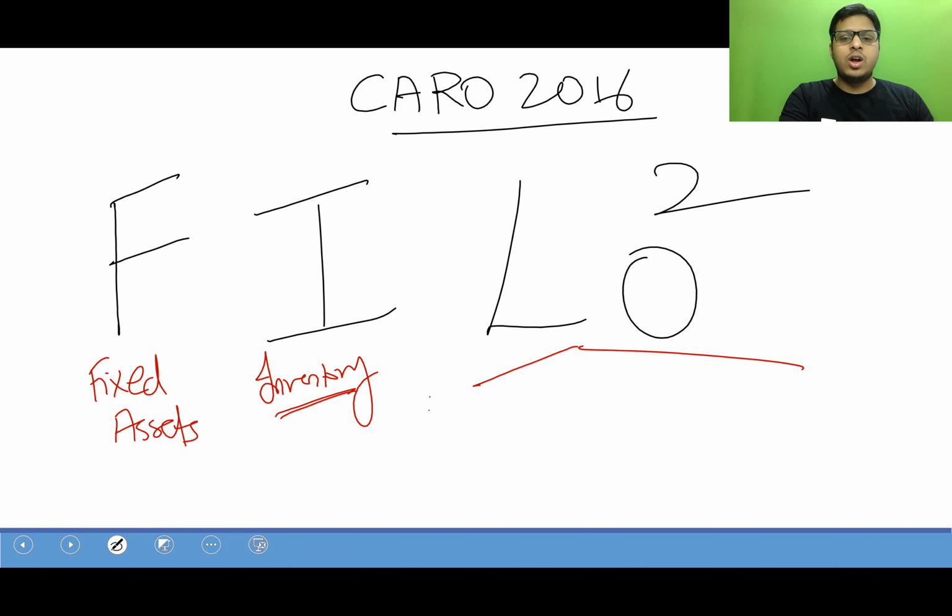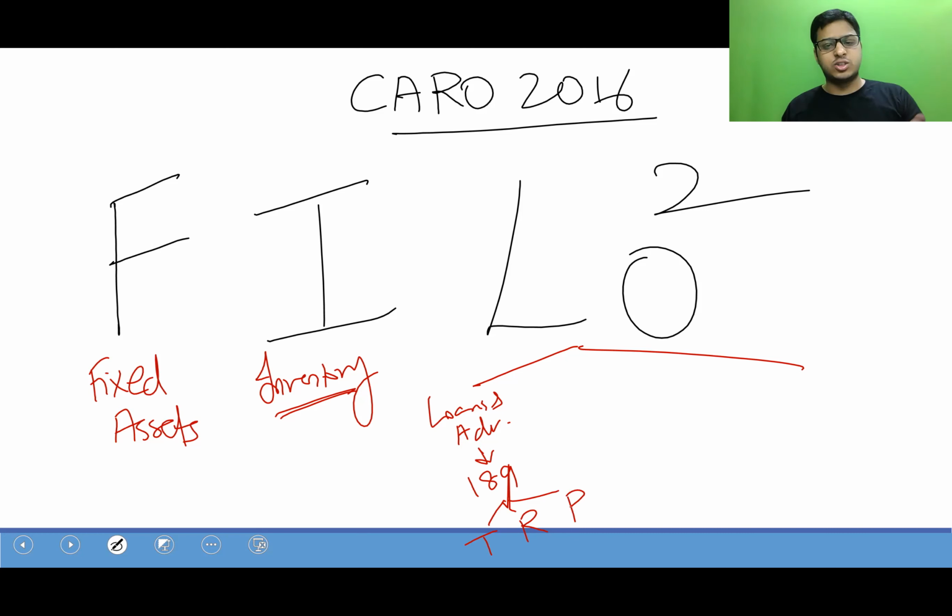First is loans and advances, which are mentioned in section number 189. Any loans and advances that the company has given to any company, firm, LLP, or other parties mentioned in section number 189, the auditor has to see the terms and conditions, the repayment schedule, and whether the principal or interest is overdue for more than 90 days or not.